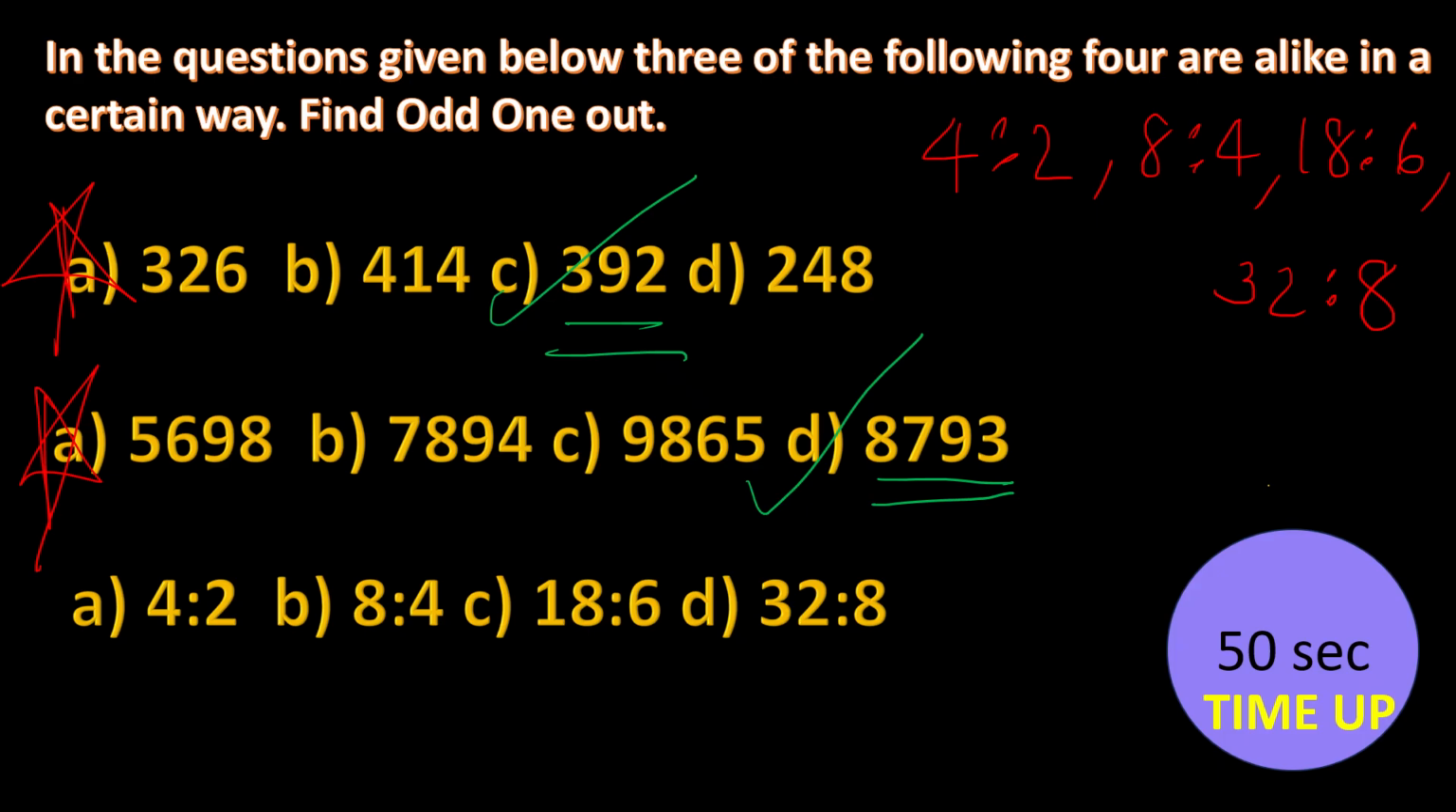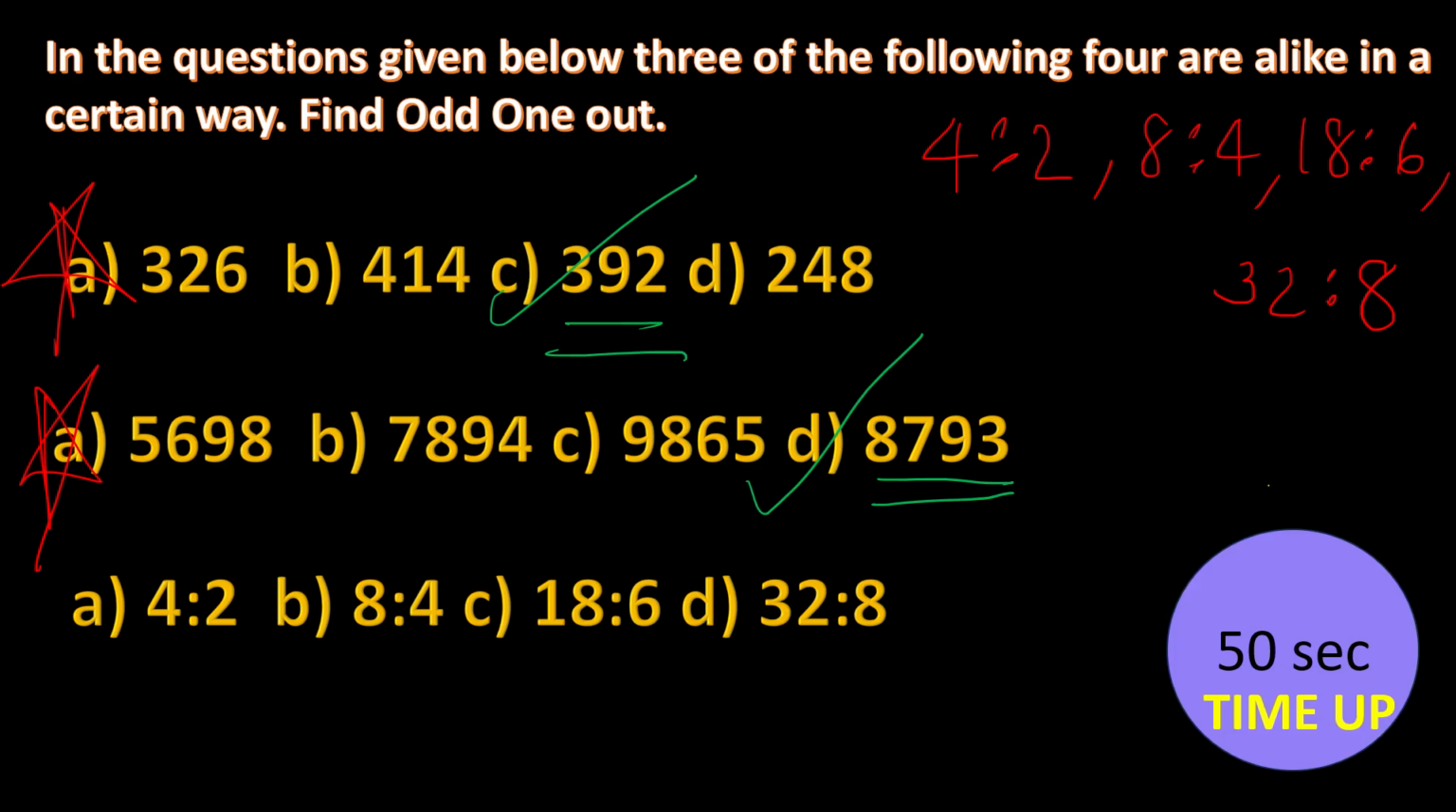So you will say that 4 is to 2 is there, 8 is to 4 is there. So they must have doubled it, correct? Because if you see, 2 double is 4, 4 double is 8. But if you go for the third one, 6 double is not 18. 6 double should be 12. So that logic will not be applied. So what logic is applied here?